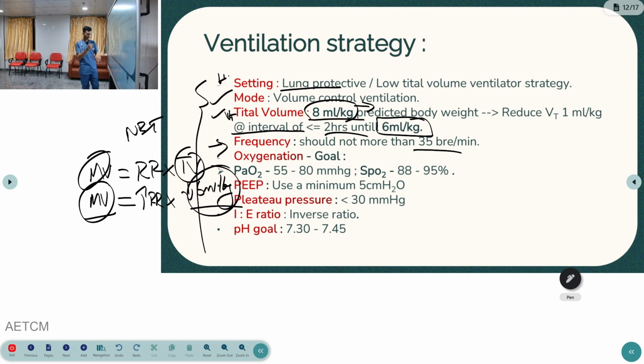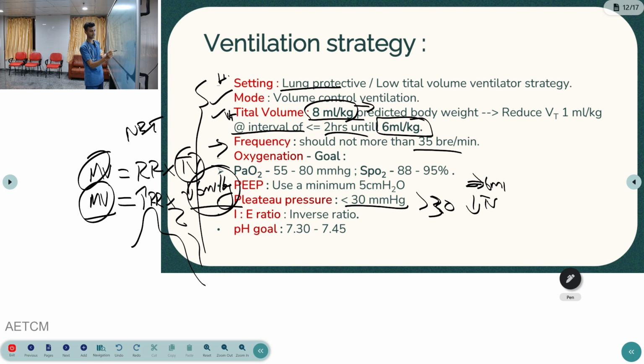Plateau pressure: in your ventilator itself, you will get a plateau pressure. There you have to maintain it at less than 30 mmHg. If you are finding more than 30, then you can reduce the tidal volume. The minimum value is 6 ml per kg. So you should not go below 6. 6 is the minimum value.